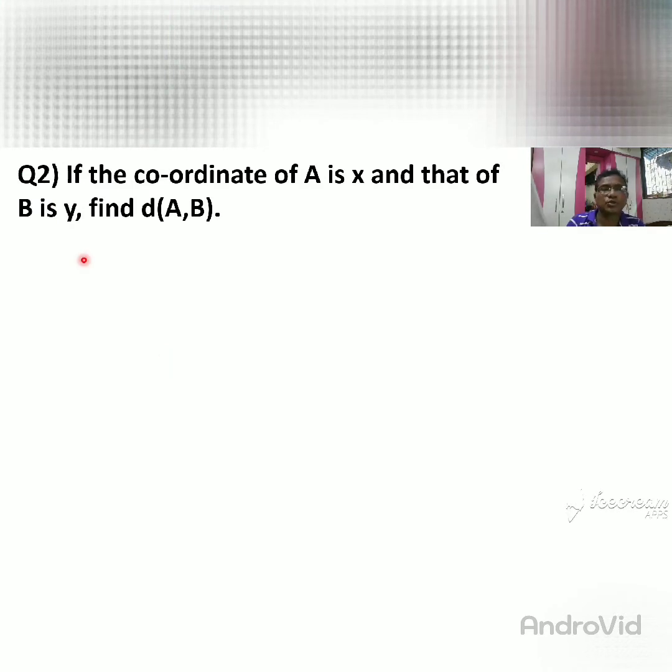So what is given? Question number 2 is given here: if the coordinate of A is x, what is the meaning of that? The coordinate of A is called x and that of B is y. So here the A coordinate is given the name x, and the B coordinate is given the name y. That means, are you understanding, instead of A you can say x, and instead of B you can say y. That is the simple way we can write that.